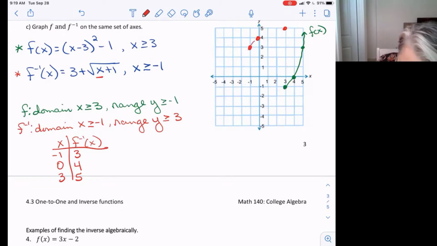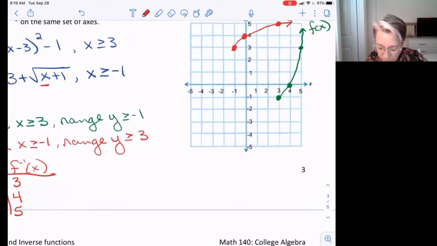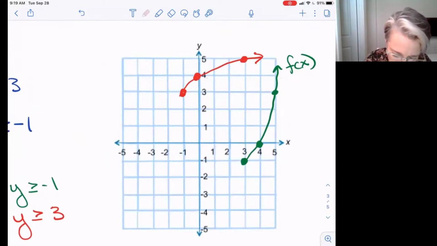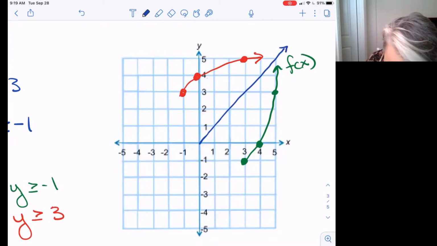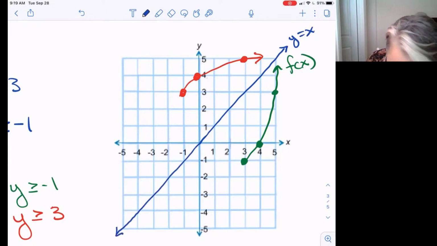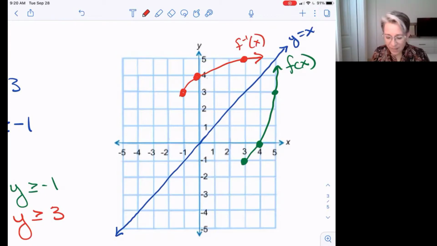So if we take a look at this graph here, and we were to graph the line y equals x, that line just splits the first and third quadrant right in half. So notice how these two graphs are kind of mirror images of each other across that line. So that's how we can take a look at the functions.